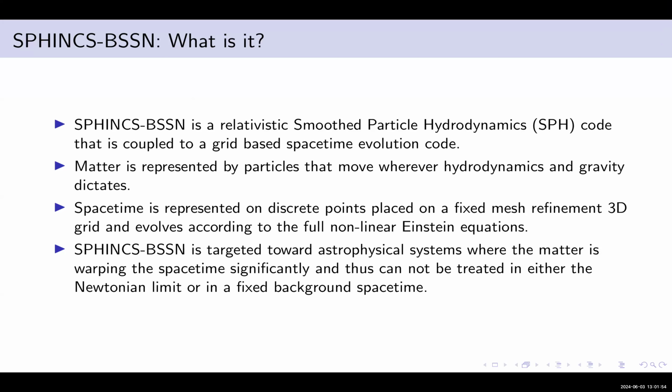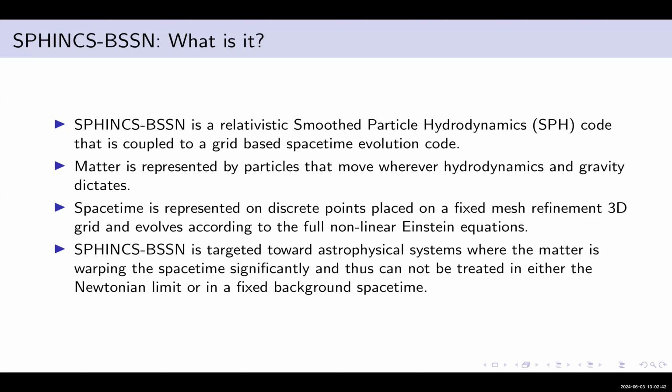So, what is SPHINCS_BSSN? As I said, SPHINCS_BSSN is a relativistic smoothed particle hydrodynamics code that is coupled to a grid-based spacetime evolution code. This means that matter is represented by particles that move wherever the hydrodynamics and the gravity dictate them to go. And spacetime is still represented on discrete points based on a fixed mesh. We actually implemented our own little fixed mesh refinement code here that then evolves the full nonlinear Einstein equations.